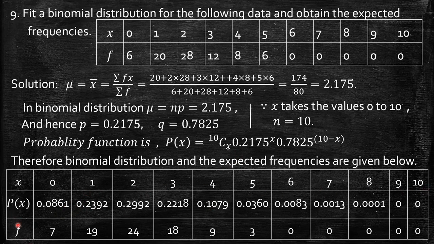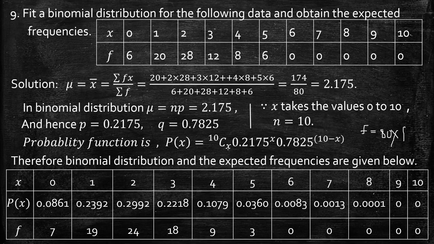Now if I want the expected number out of how many? Out of 80, the total frequency is 80. So I need to multiply 80 into P of x. F of x is nothing but P of x multiplied by 80. So we have to multiply, F means here 80 into P of x, which gives the expected number of frequencies or theoretical frequencies.